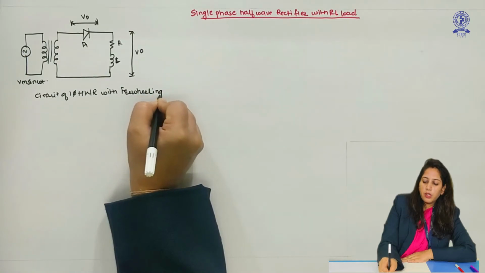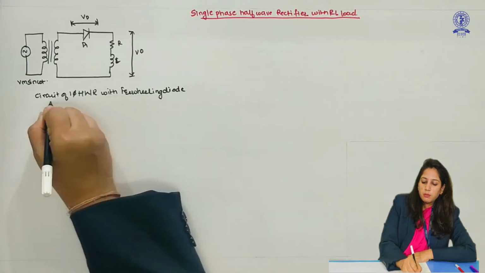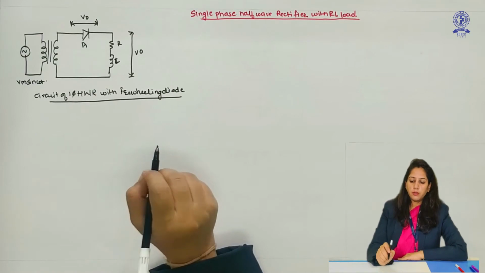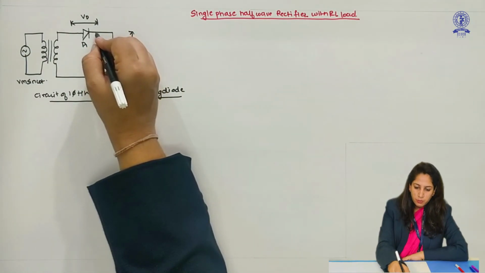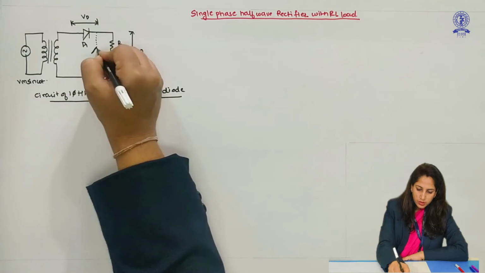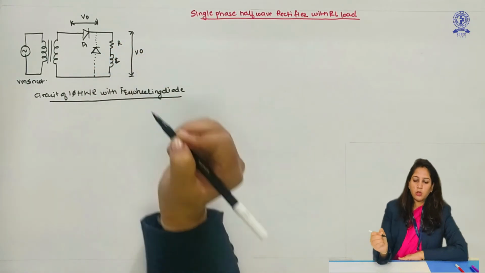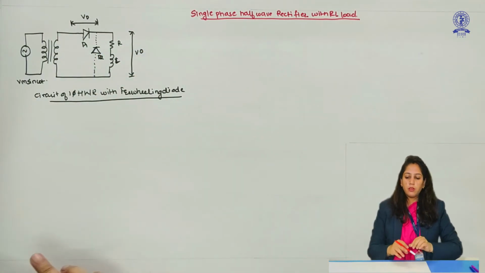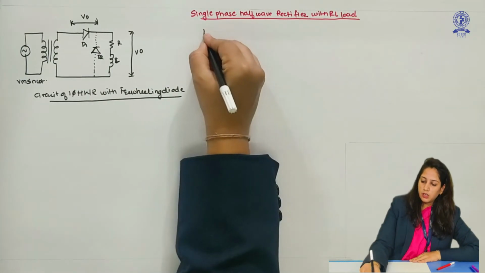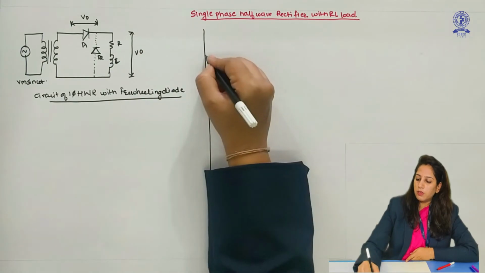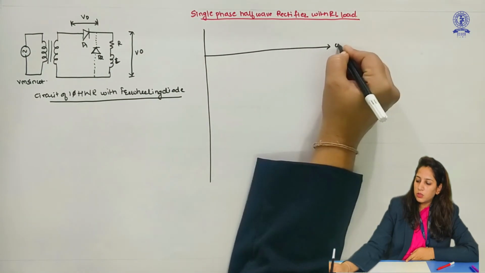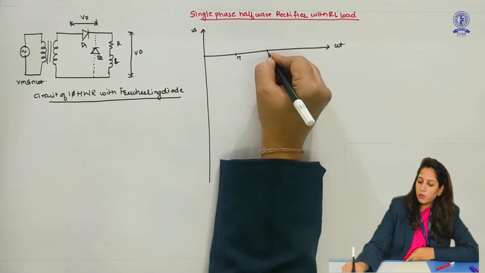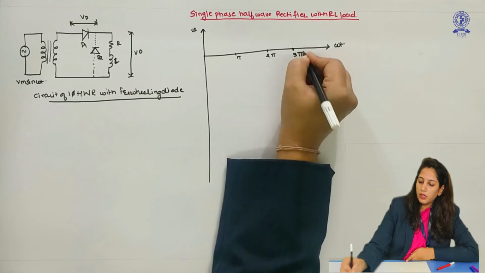With a freewheeling diode, we may take out that notch problem. So here I will put a diode, shown in this dotted line. I will call this D2, diode 2. First of all, I will explain this with respect to our output wave diagrams. So this is omega t, this will be Vs, for pi, for 2 pi, for 3 pi.